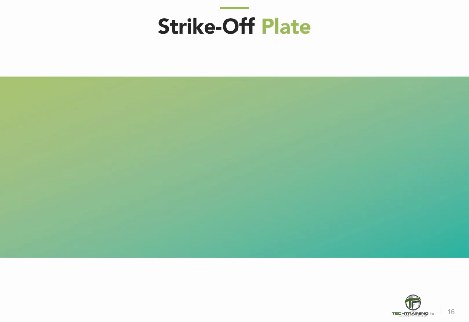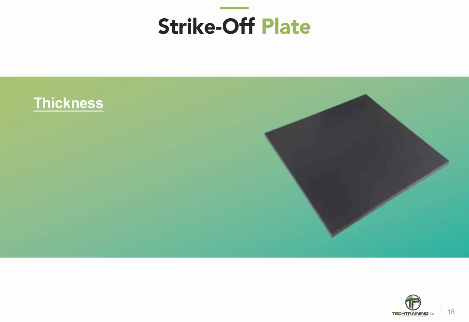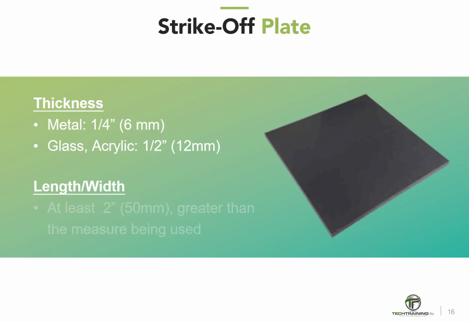We can also use a strike-off plate. A flat rectangular metal plate at least 1/4 inch thick, or 6 millimeters, or a glass or acrylic plate at least 1/2 inch thick, or 12 millimeters, with a length and width at least 2 inches, or 50 millimeters greater than the diameter of the measure with which it is to be used. The edges of the plate shall be straight and smooth within a tolerance of 1/16 of an inch, or 2 millimeters.